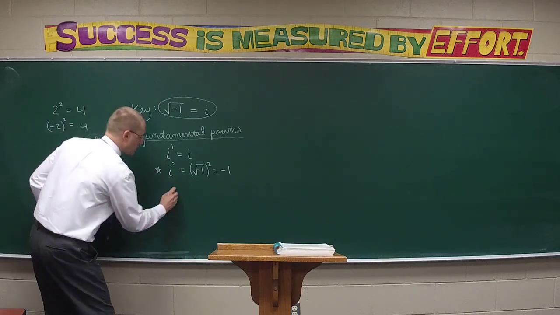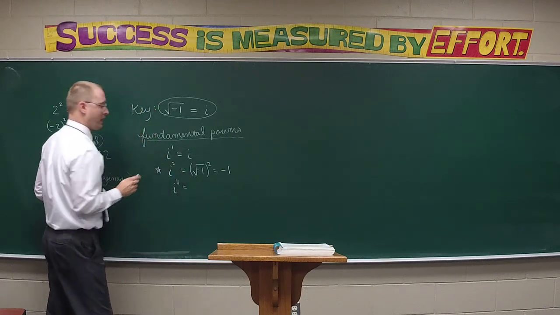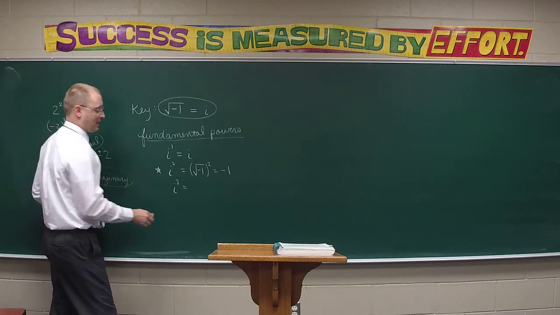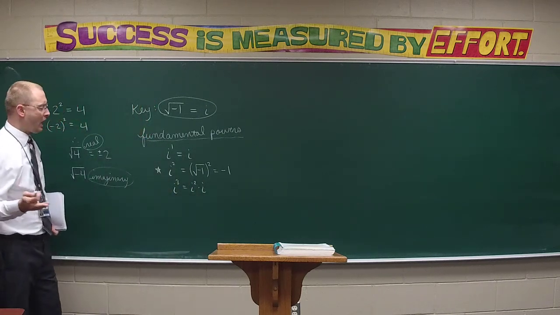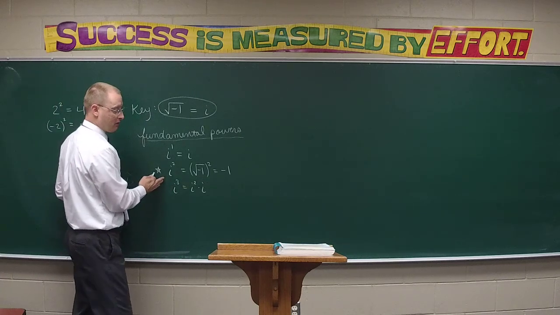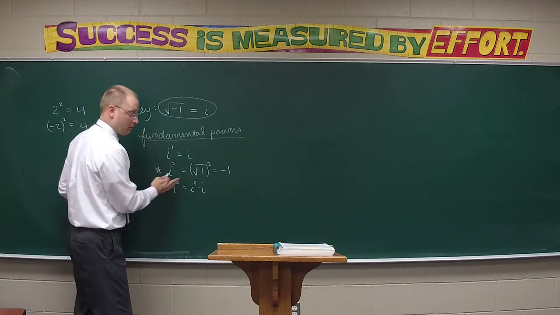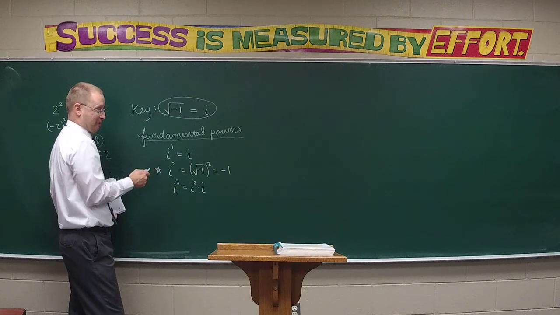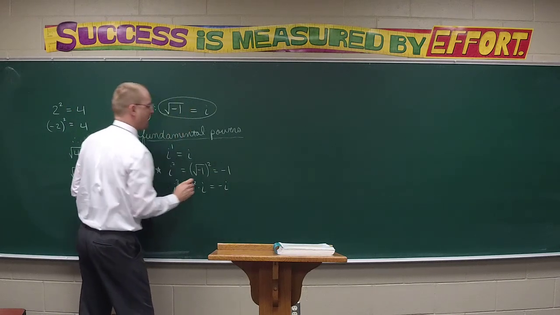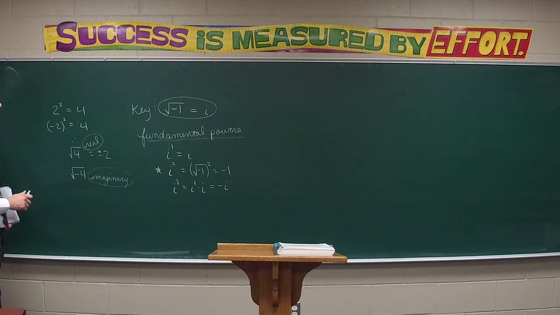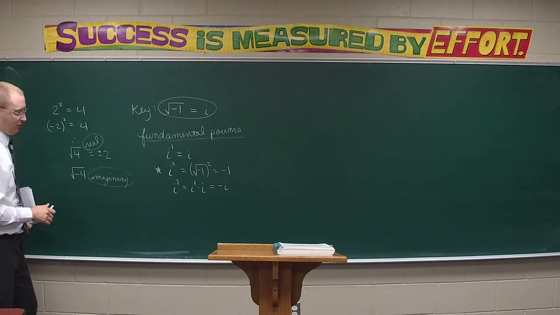All right, what about i cubed? Well, we know that i cubed simply means i squared times i, right? And i squared is negative 1, and i, of course, is just i. So negative 1 times i gives negative i. If you cube an i, you get negative i.